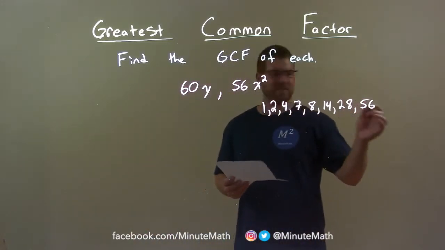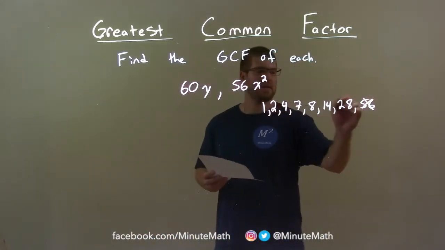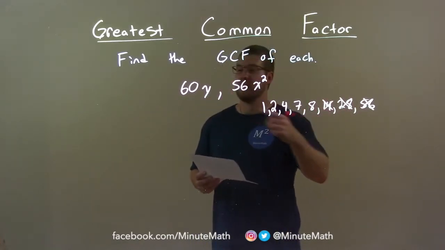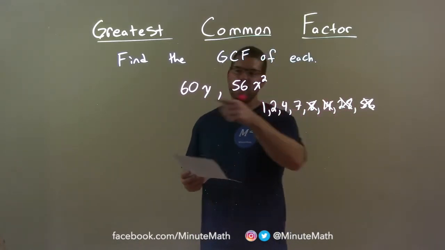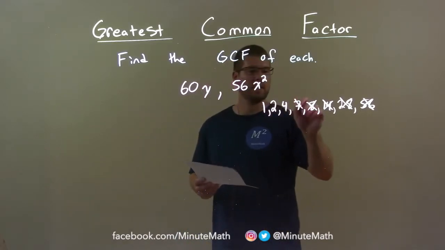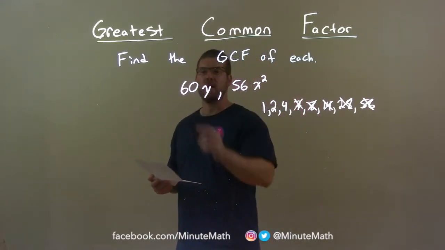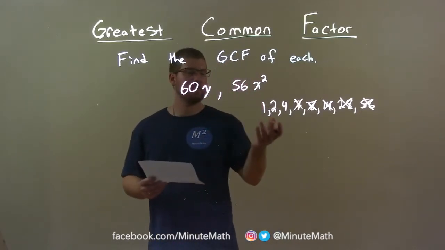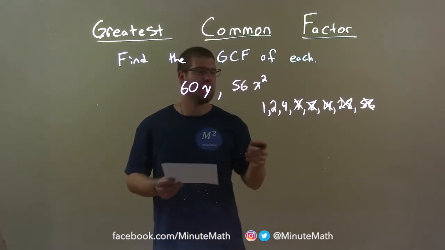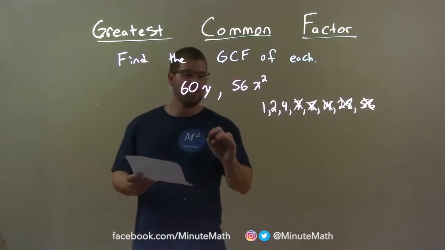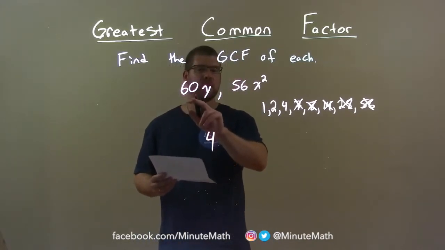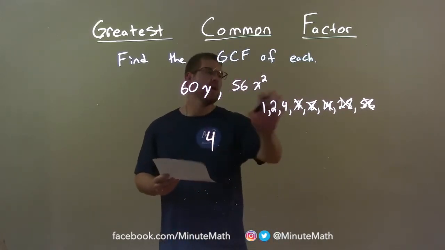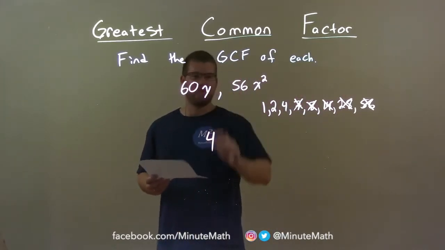Well, 56 can't go into 60, and 28 does not either. 14 does not go evenly into 60, and neither does 8. 7 doesn't go into 60, but 4 does. 4 does go into 60, right? 4 goes into 40 10 times, plus another 20 is 5, so 15 times. 15 times 4 is 60. So 4 goes into 60 and 56, and it's the largest one, the greatest common factor for both.